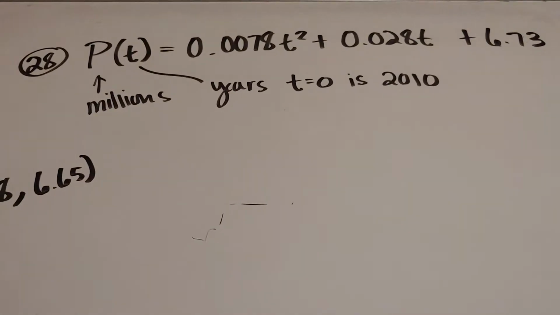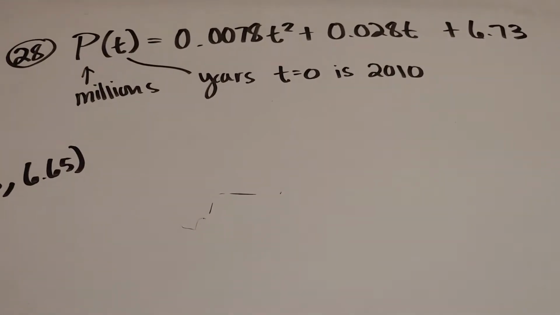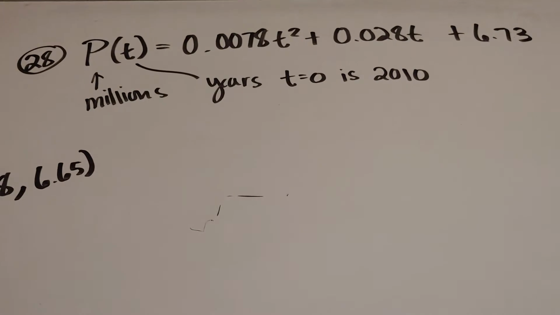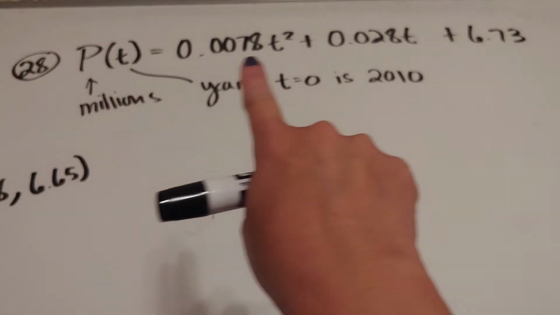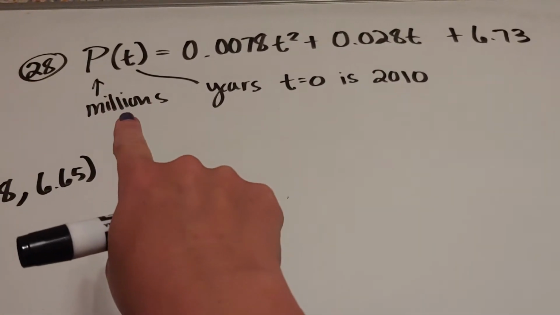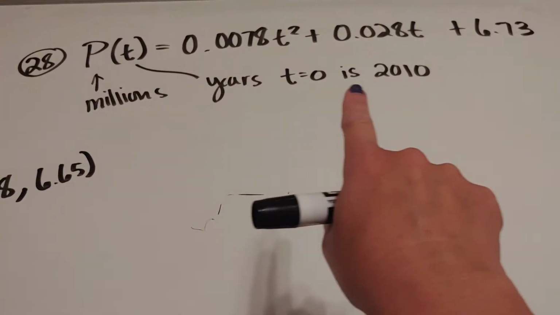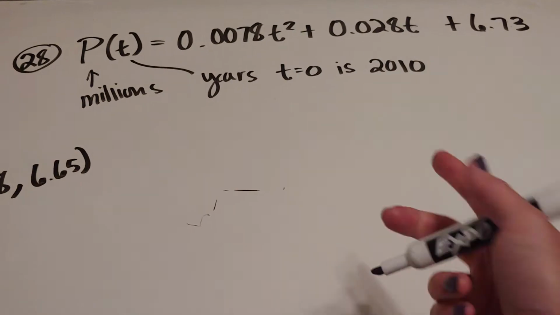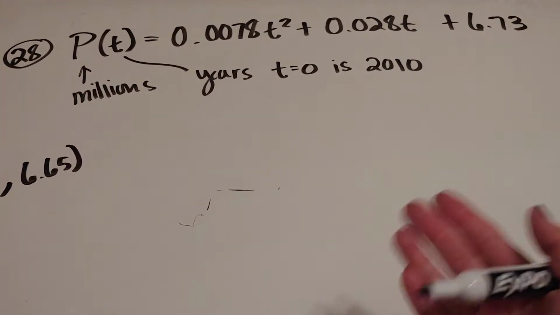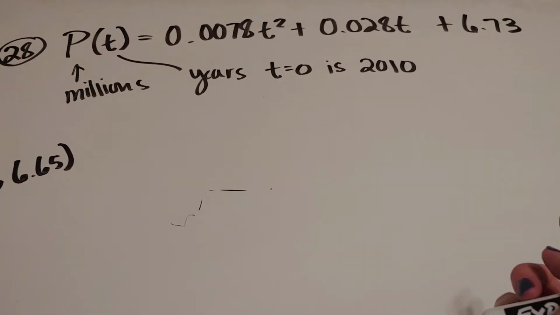In this video, we're going to look at one of your homework questions, number 28, which has to do with the population model. The population is in millions of people, and T is in years, but T is zero at 2010. So if we wanted to look at 2020, we would plug in T as 10, assuming this model still works.